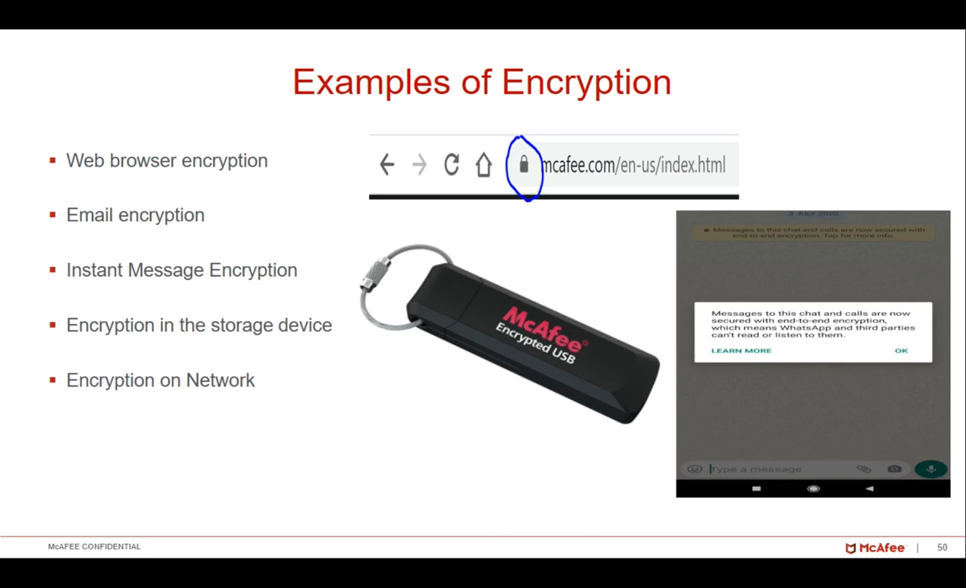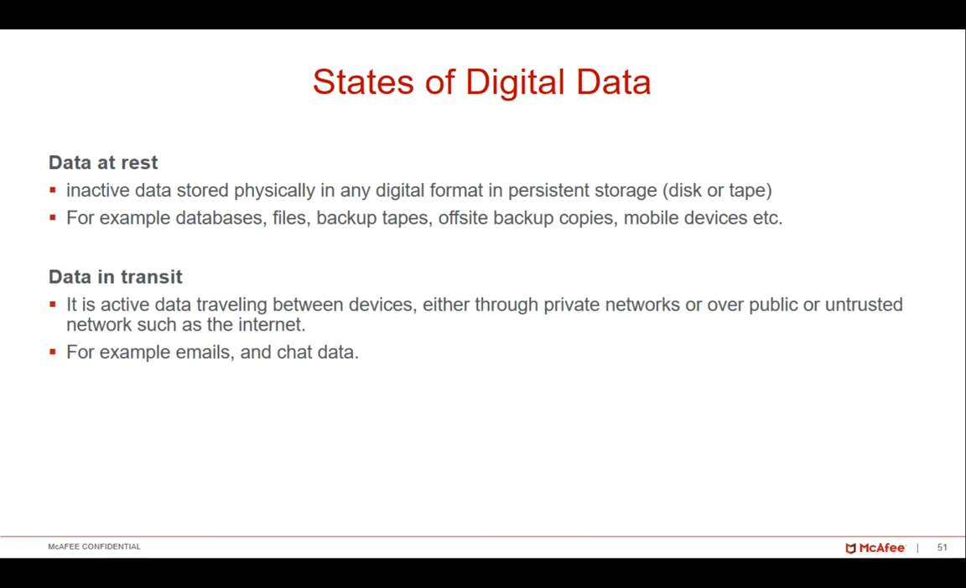Encryption in the storage device. Let's say we have a pen drive. We can encrypt that in the removable media. We have a hard disk. We have an SD card that can be encrypted. We have data that is flowing over the network that can be encrypted. Next.